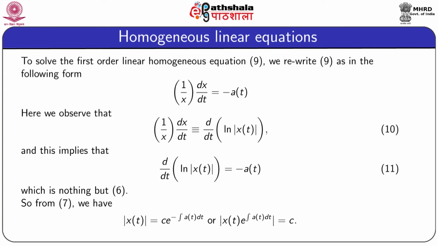To solve the first order linear homogeneous equation given by 9, we rewrite it in the form (1/x) dx/dt equal to minus a(t), and we observe that (1/x) dx/dt is equivalent to d/dt of ln x(t), where ln means log to the base e. This implies d/dt of ln of mod x is equal to minus a(t), which is nothing but what is represented by equation number 6. If we solve this, we will get mod x(t) is equal to c e to the power minus integration a(t) dt, or mod of x e to the power integration a(t) dt is equal to c.